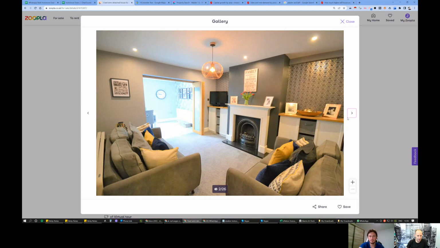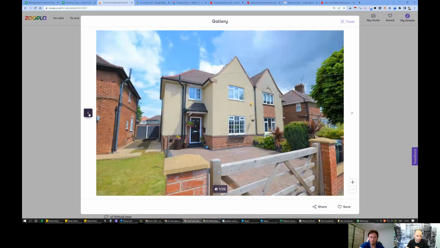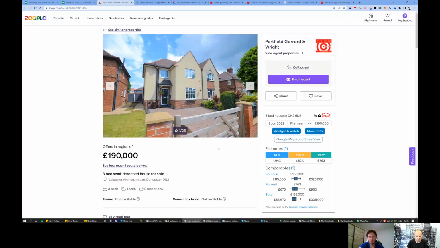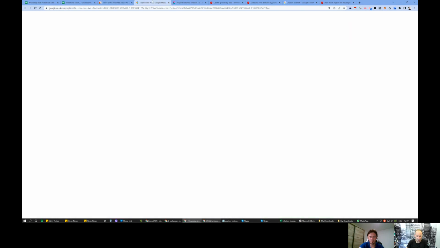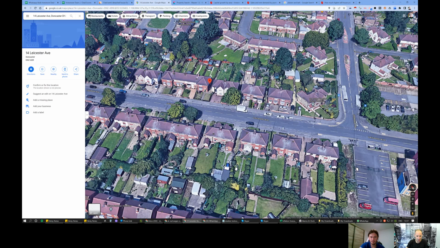Now, a couple of things that you probably can't tell from the YouTube video, but these are quite high resolution pictures, which I'm relieved about. And that means we can really get up close and see what's going on. All right, it's stucco fronted. Now, when you look along the road, every X number of houses, there's a stucco fronted house.